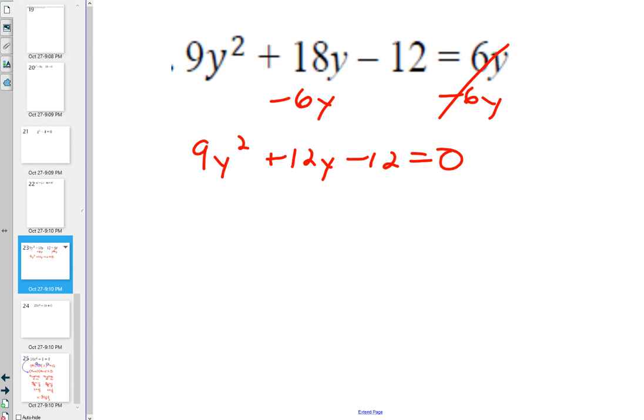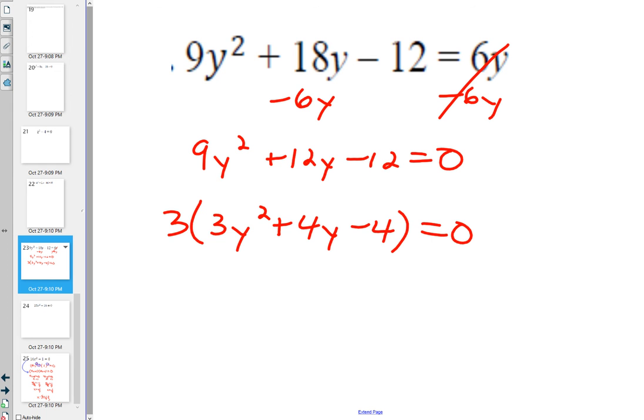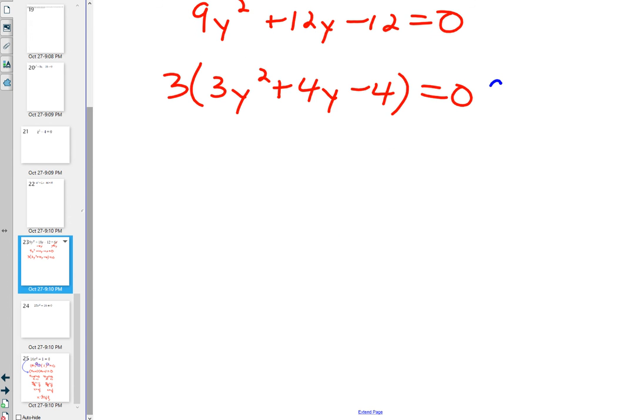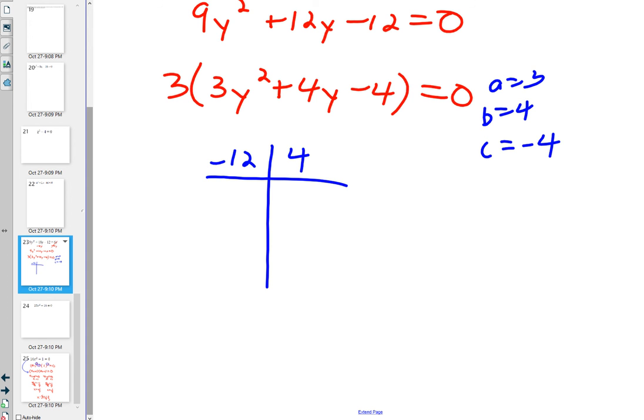Okay. Do I have a greatest common factor? Yes, I do. They can all be divided by 3. So 3y squared plus 4y minus 4 equals 0. This is not a perfect square trinomial, so I have to do a chart. A would be 3, B would be 4, C would be negative 4. So negative 12 and positive 4. This is 1 and 12, 2 and 6, 3 and 4.